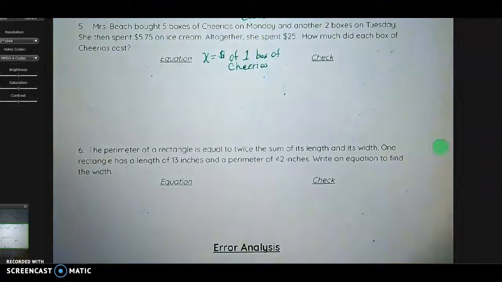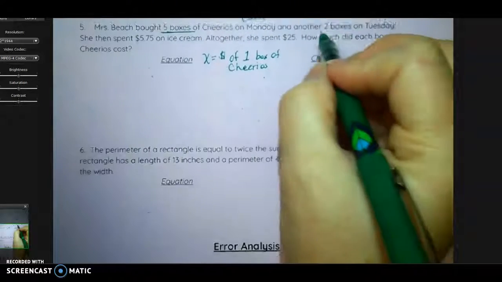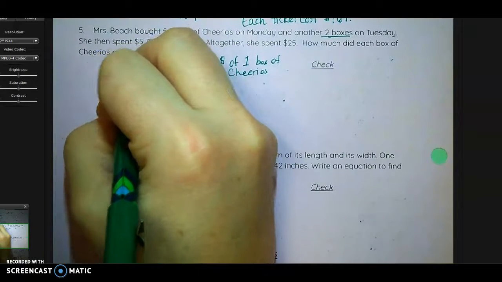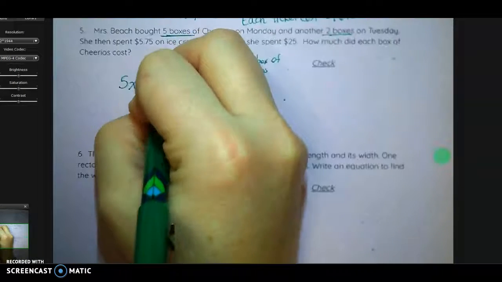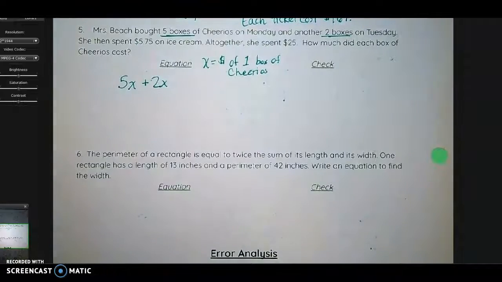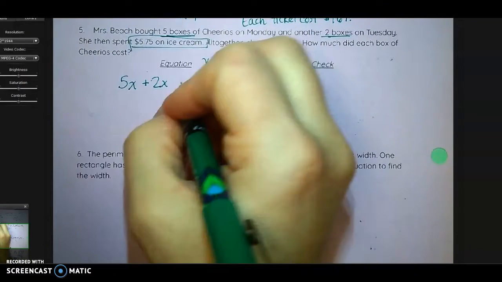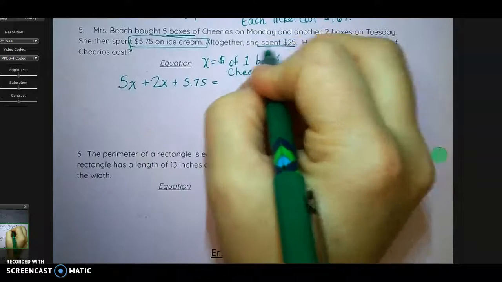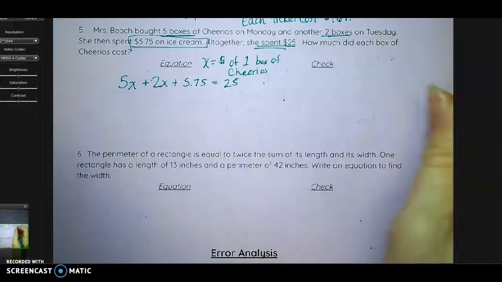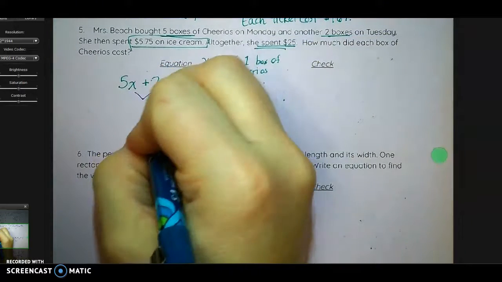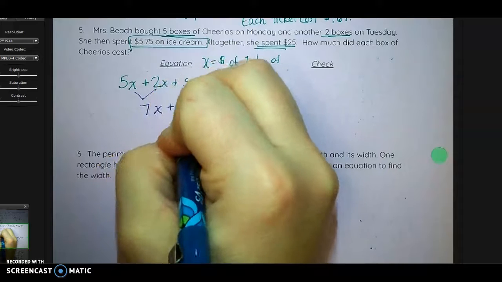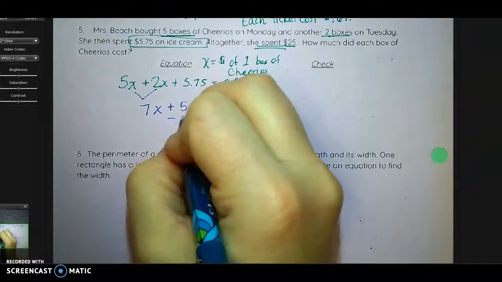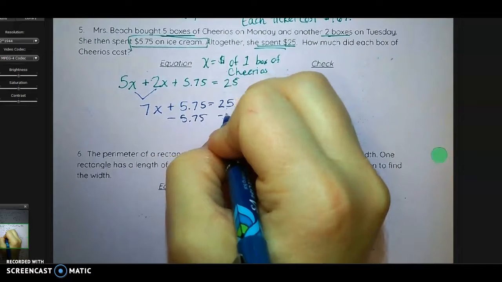Now we notice back up here in the problem that she bought 5 boxes and then she bought another 2 boxes. So I'm going to have 5 times the price plus 2 times the price. It then tells us that she bought some ice cream. So we have to add that in to find that our total spent was $25. I can combine these like terms. I can subtract out the amount that I spent on ice cream.